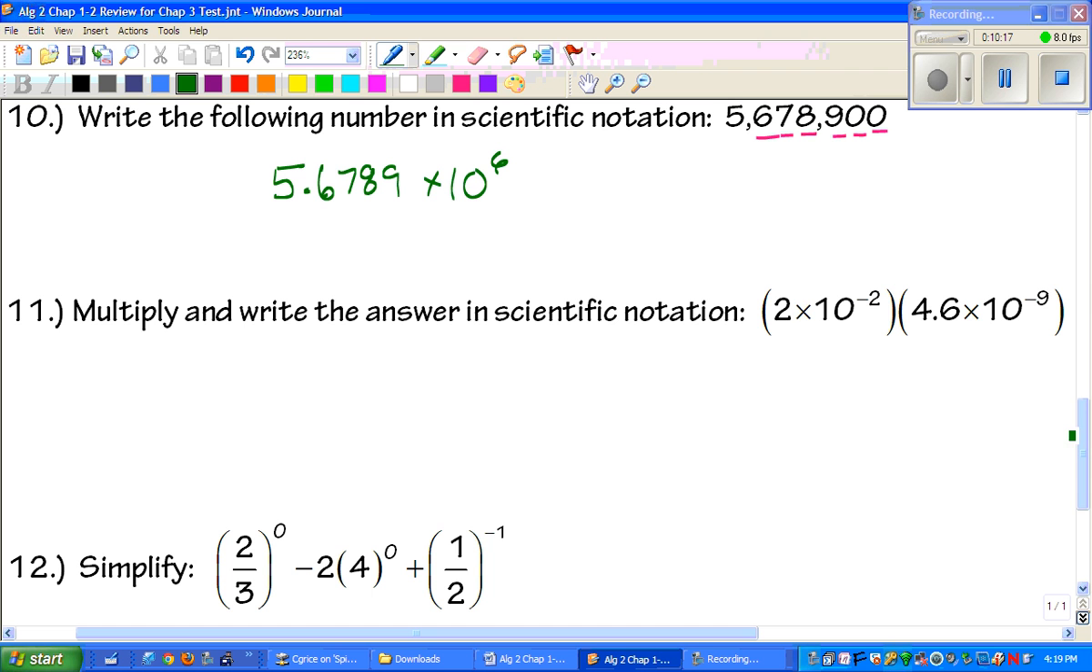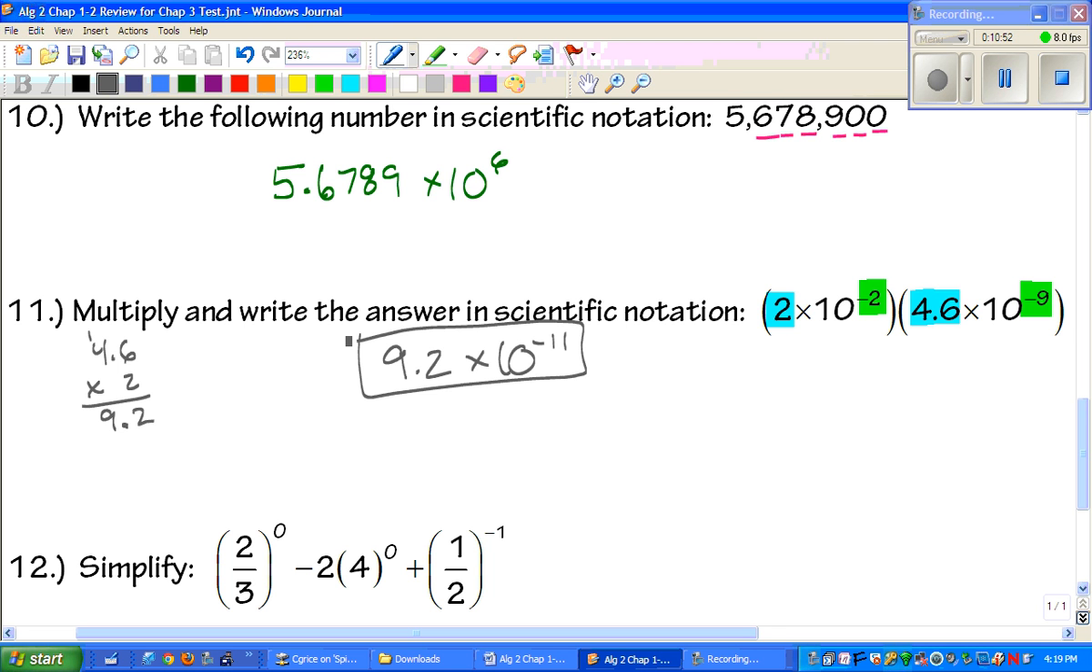Number 11 says to multiply and write the answer in scientific notation. So we have to multiply those numbers. So off to the side right here, I'm doing 4.6 times 2. 2 times 6 is 12. Carry the 1. 2 times 4 is 8. Plus 1 is 9. And there's one number behind the decimal. Okay? Now, the rules of exponents tell us what we're supposed to do with that negative 2 and the negative 9. And that is to add them. So you get negative 11. And that's all you had to do for that one.